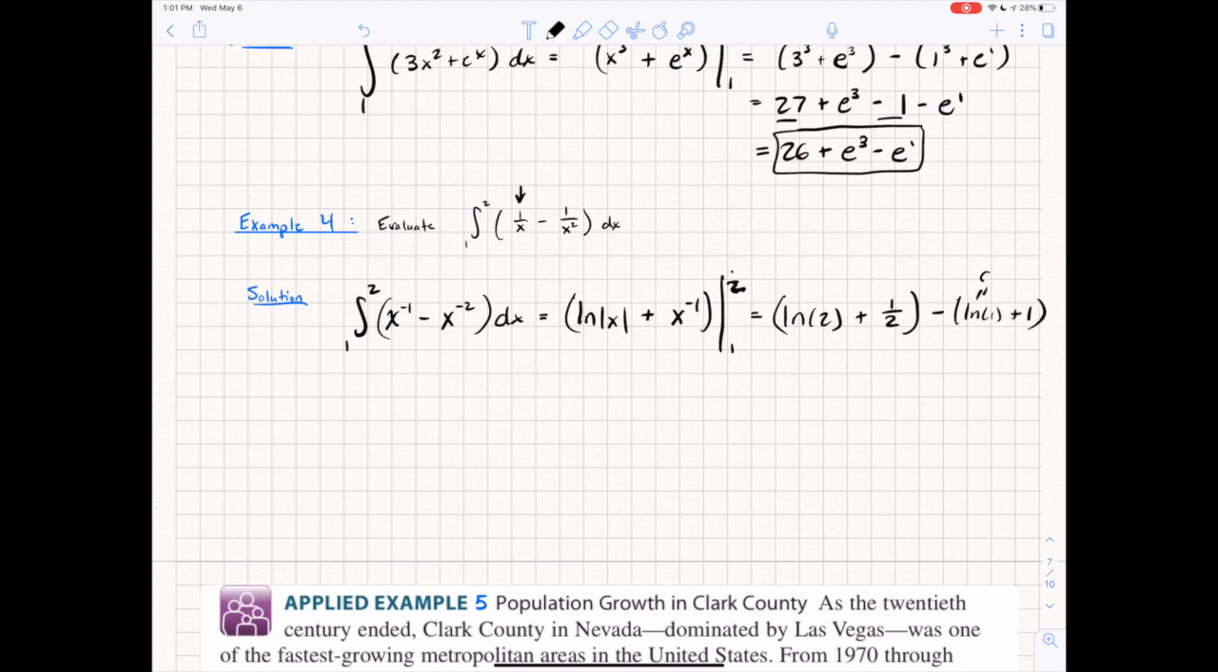Now, ln of 1 is equal to 0, so this entire term doesn't matter. It's pretty much gone. So that means when I distribute this negative here, I'm going to get minus 1. So 1/2 minus 1 is negative 1/2. So my final answer is ln 2 minus 1/2. There's the exact value. And again, we can approximate that if we really want to, but we don't need to.